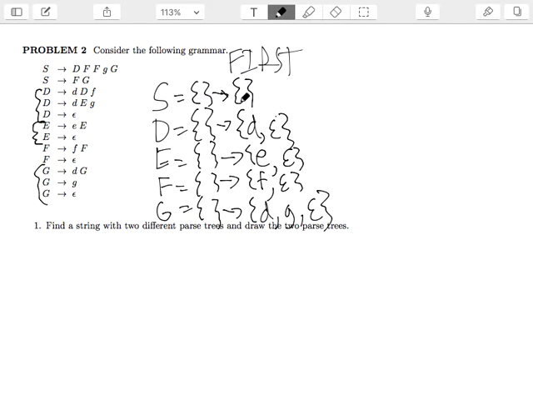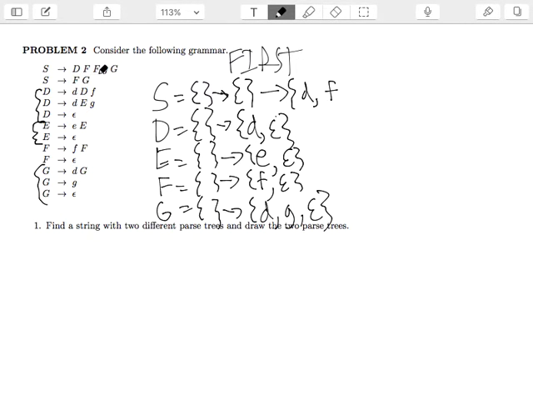Right? Am I done? We're going to add the first of D to the first of S minus epsilon. So that gives us little d. Is there an epsilon in there? Yes. So we go to F, add the first of F minus epsilon to the first of S, which is lowercase f. Is there an epsilon in there? Yes. So then I go to the next one, add the first of S minus epsilon, which is just f again.